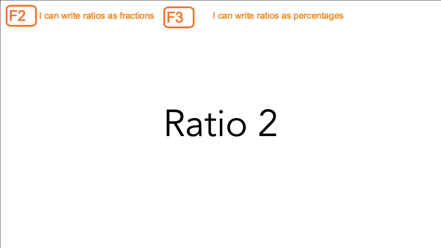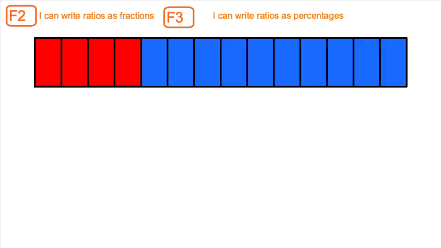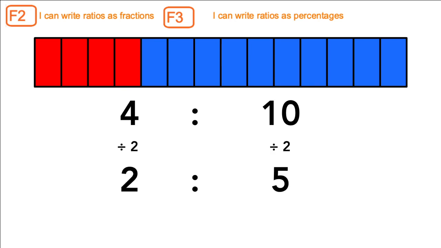In this video, we're going to show how you can represent different parts of a ratio as fractions. First, let's look at this block. We can represent different parts of this block mathematically. We can say the ratio of red to blue parts is 4 to 10. We can simplify the ratio by dividing 4 and 10 by 2, giving us 2 to 5.